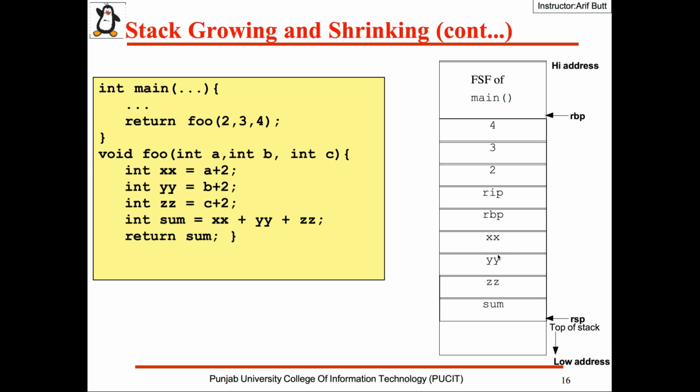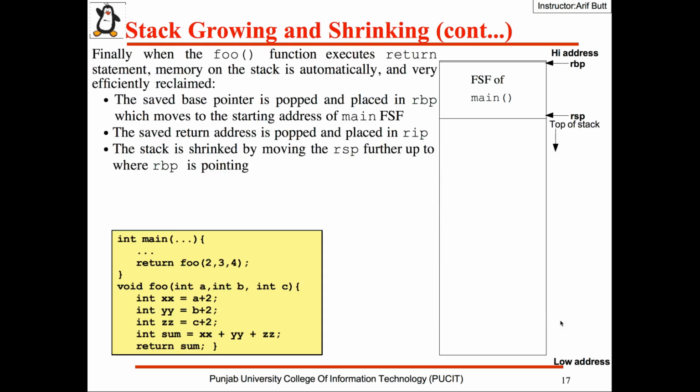Let's move ahead. So this is a concrete example. Over here, the main function is calling foo with 3 arguments, 2, 3, 4. You can see these are pushed on the stack in reverse order. Then we have the instruction pointer, the base pointer, and these are the local variables of this function, xx, yy, zz, and so on. And this base pointer is pointing to the start, and the SP is pointing to the top of the stack. Okay, this is how the stack grows and shrinks.